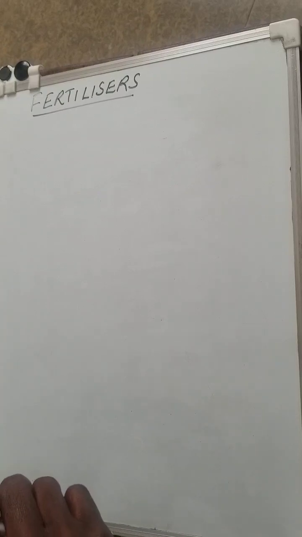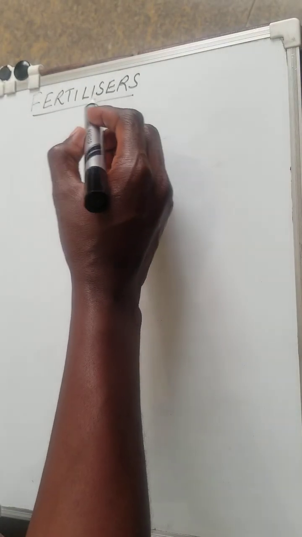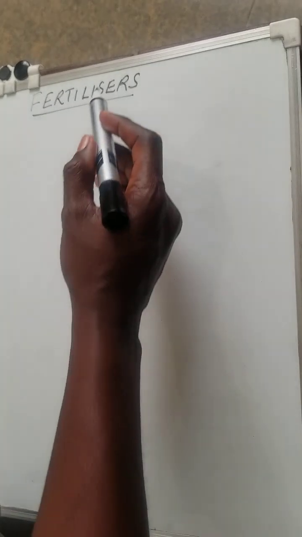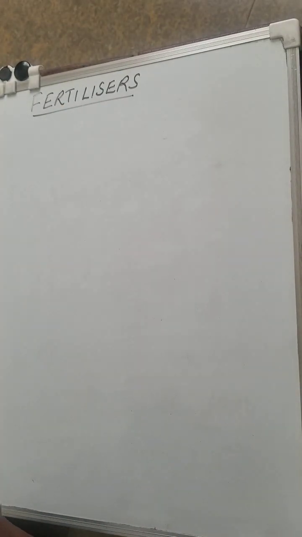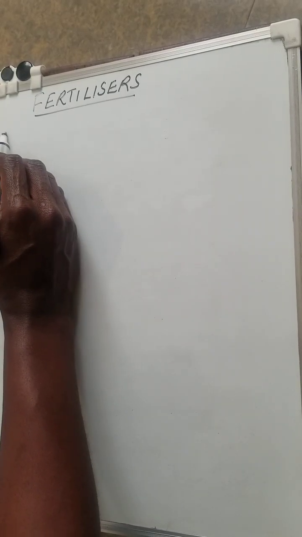So welcome to another segment of my chemistry video. This time we want to talk about fertilizers. Sometimes this is spelled with a Z, so you can spell it with S or Z, there's no problem. Now the question we can ask is, what is a fertilizer?